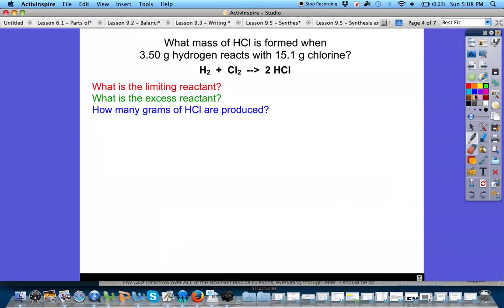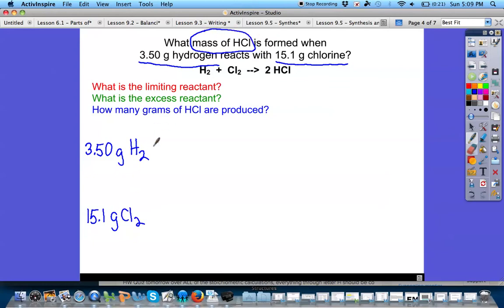So our first problem here says, what mass of hydrochloric acid is formed when 3.5 grams of hydrogen reacts with 15.1 grams of chlorine? So here's one number and unit, 3.5 grams of hydrogen, and our second number and unit is 15.1 grams of chlorine. Each of these are going to start off one of our calculations, and we're going to do these to determine the mass of hydrochloric acid that can be produced.